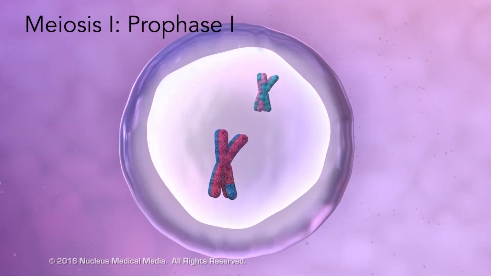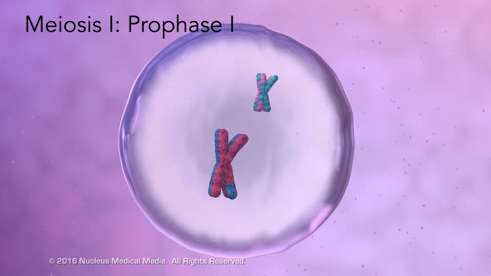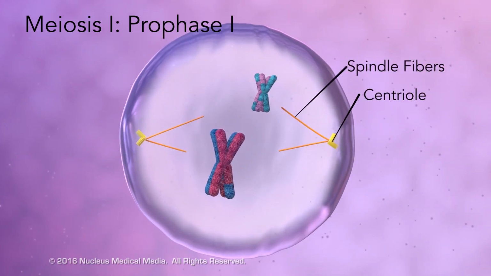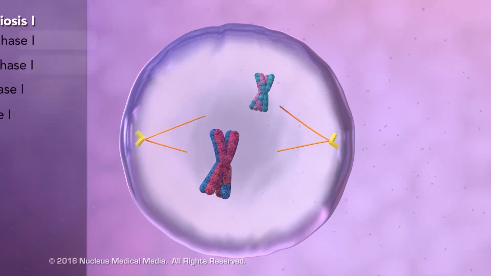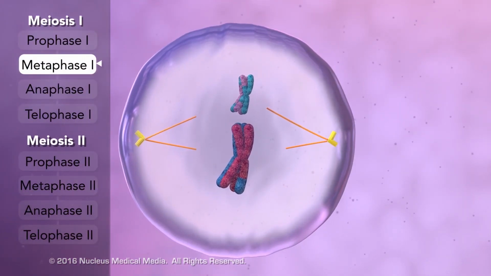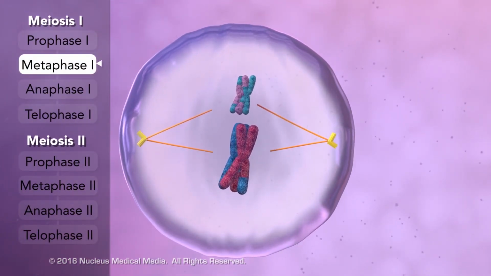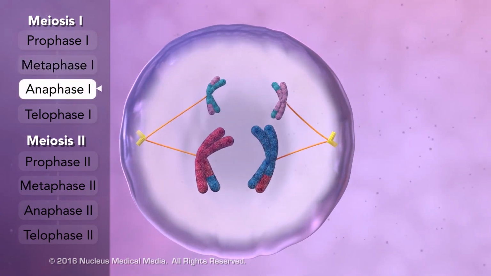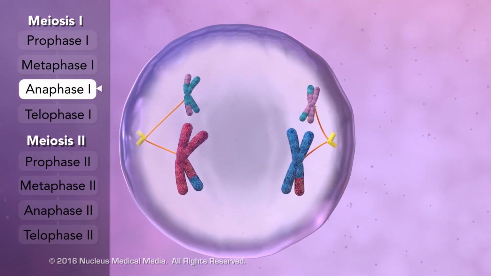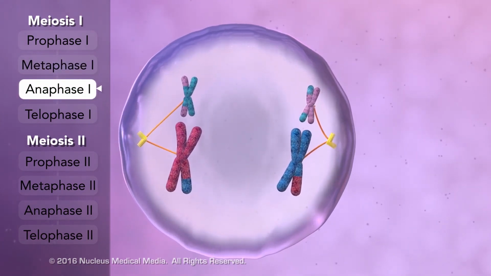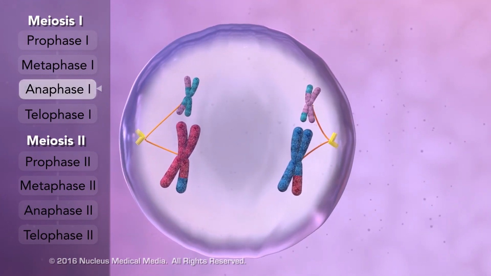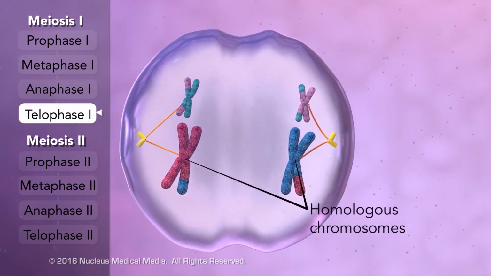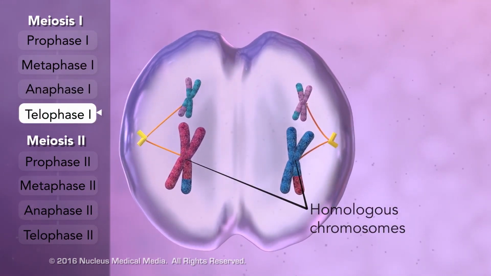Continuing on with Prophase I, the nuclear membrane disappears. The centrioles move to opposite ends of the cell, and spindle fibers fan out from them. Next, in metaphase I, the homologous chromosomes line up at the equator and attach to spindle fibers from opposite poles. During anaphase I, spindle fibers separate the homologous chromosomes in each tetrad and pull them to opposite poles of the cell. The cell enters telophase I with one chromosome from each homologous pair at separate poles.